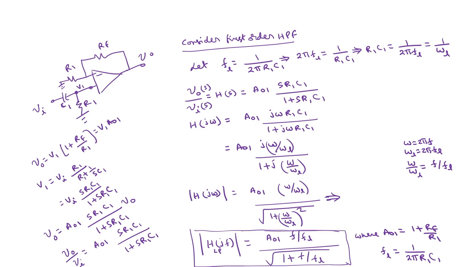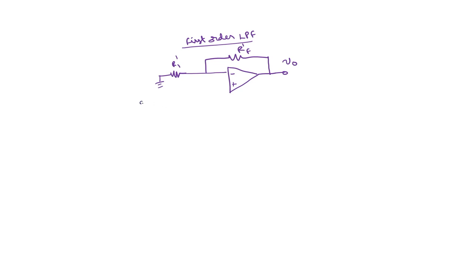And similarly, if you take the low pass filter, I am repeating this, I have already discussed it in the earlier lectures. We have the continuity, I am just repeating this. This is V0, and we will call these RF dash and R1 dash, because for the high pass filter we called them R1. For the low pass filter you have to take the voltage across the capacitor. So this is V1. So V0 is equal to V1 times 1 plus RF dash by R1 dash.